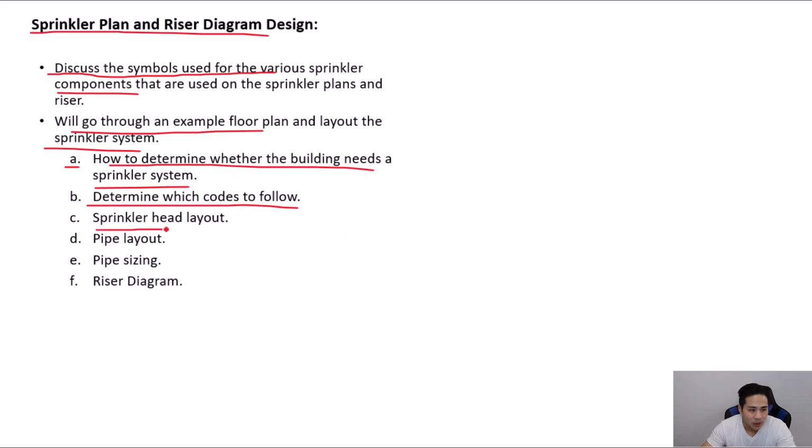Then we will go ahead and lay out the sprinkler heads, based on all the spacing requirements as well as any obstruction requirements that may need to be followed. Then we'll go on to laying out the pipes to connect all these heads that were laid out. Then we need to size the pipe and then move on to the riser diagram, as well as all the other parts of a sprinkler set that would be required, such as details, specifications, and other things that I'll cover later in this video.